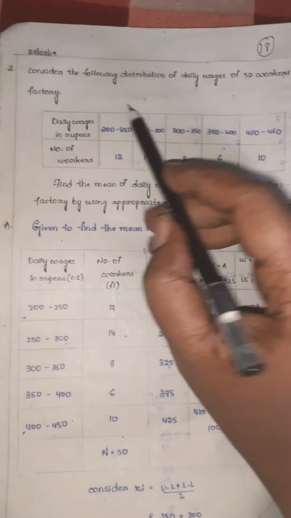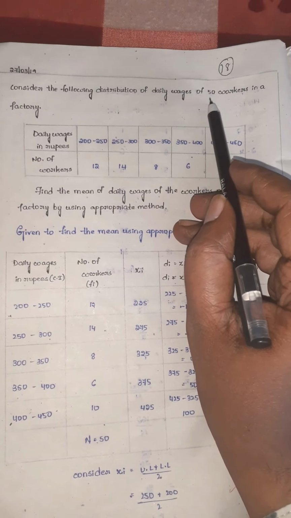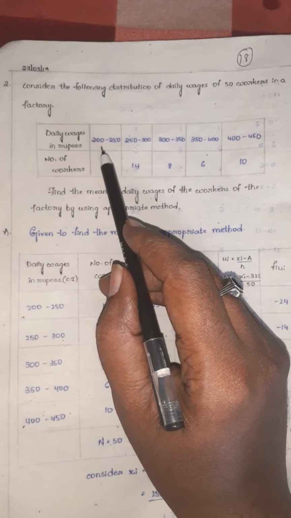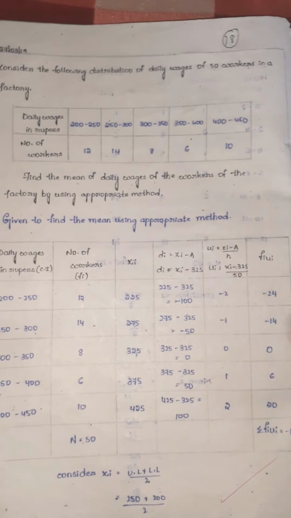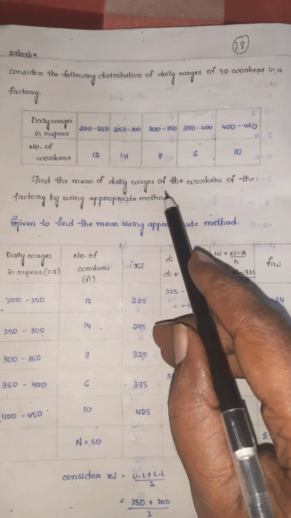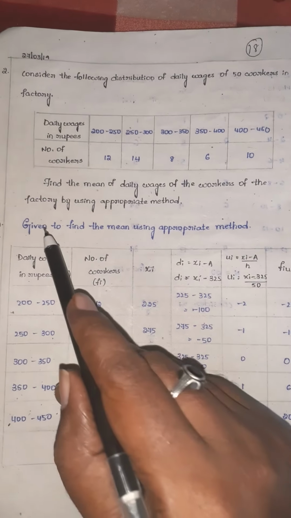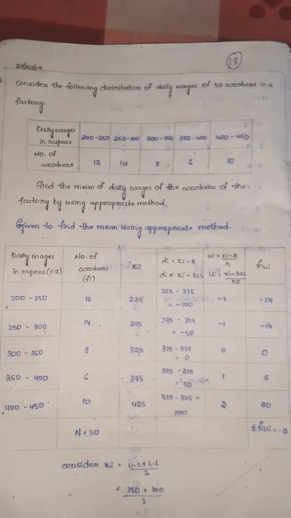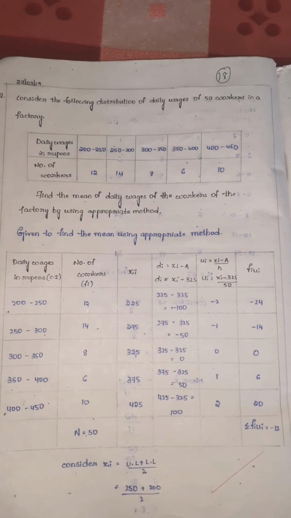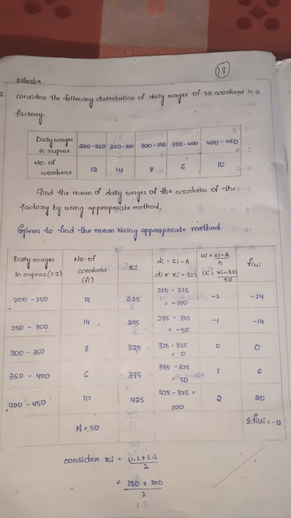Next, consider the following distribution of daily wages of 50 workers in a factory. Daily wages in rupees is given like this: 200 to 250, 250 to 300. He is asking to find the mean of daily wages of the workers of the factory by using the appropriate method.